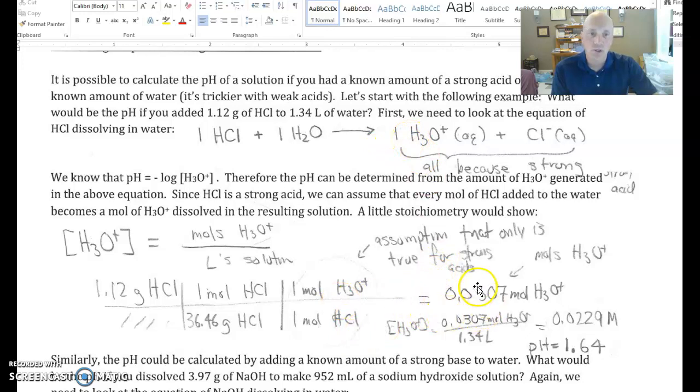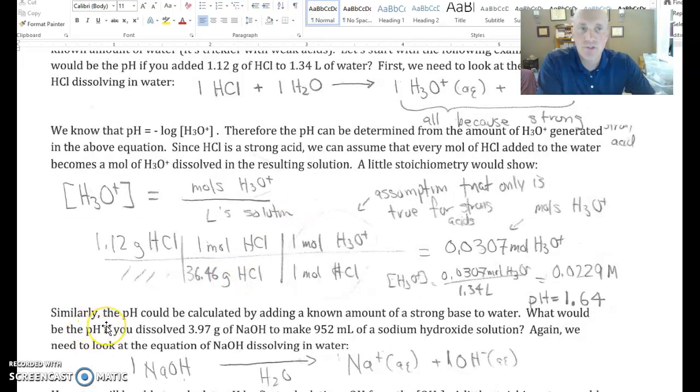If we set this up, we would figure out that it's 0.0307 moles. Notice we're paying attention to our sig fig rules here. We're going to take that and divide it by the volume of the water, or of the solution. That gives us this, and just taking this number and plugging it into the pH equation would allow us to solve for the pH.